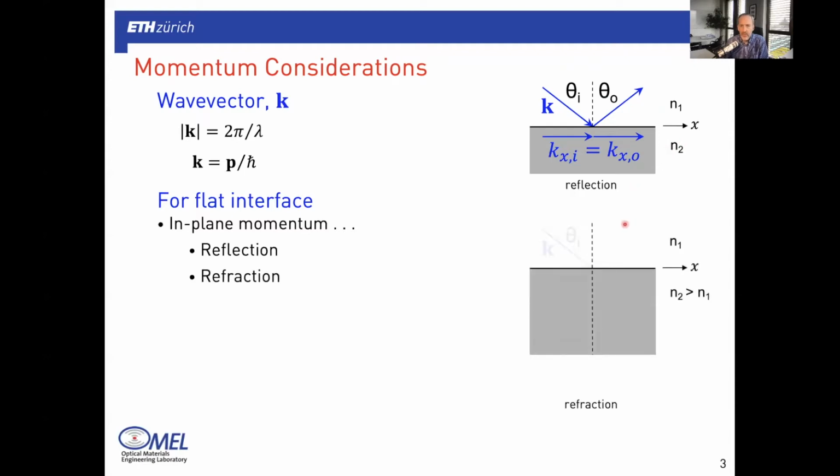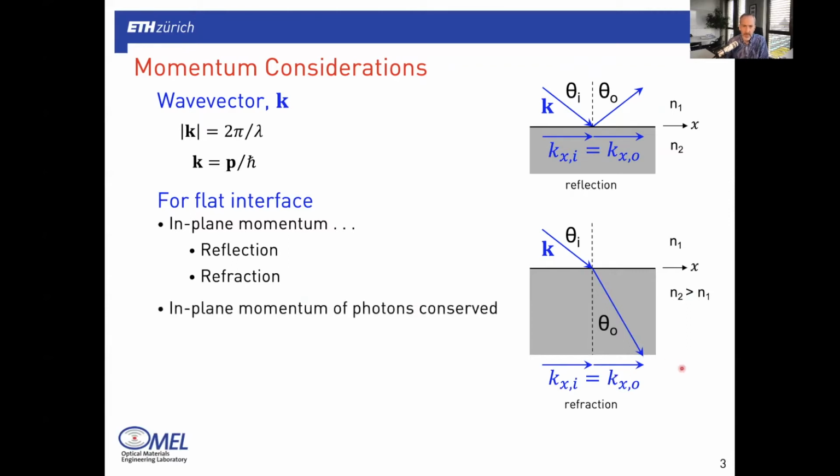Similarly, in refraction, we know that according to Snell's law, if we come across an interface and enter into a material that has a higher refractive index, the light ray bends towards the surface normal. And again, this is just because the in-plane momentum is conserved. So in-plane momentum of the photons is conserved in these cases, which makes sense because the structures are invariant in x, nothing is changing in x.